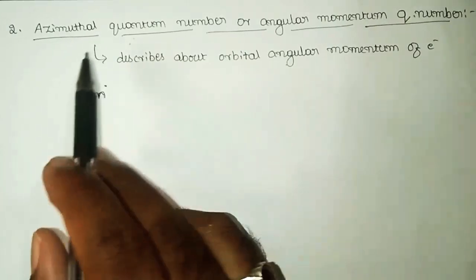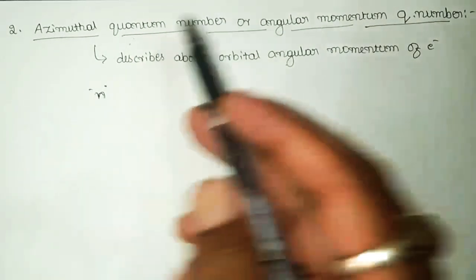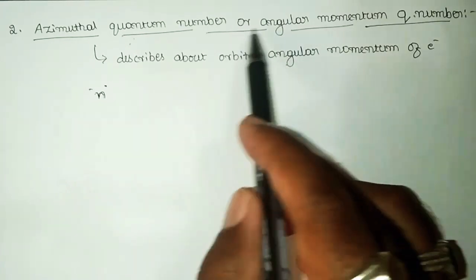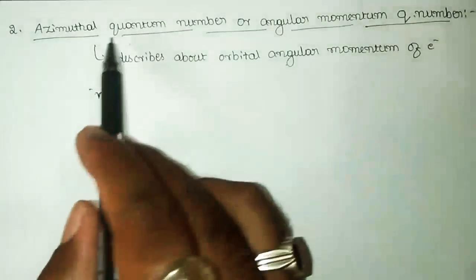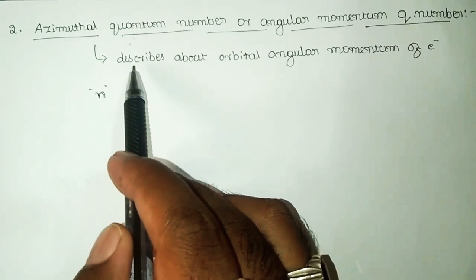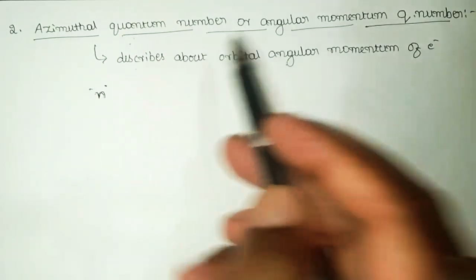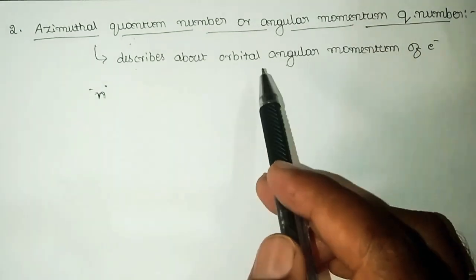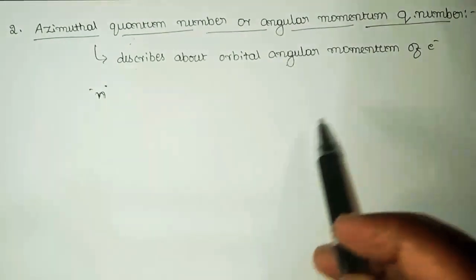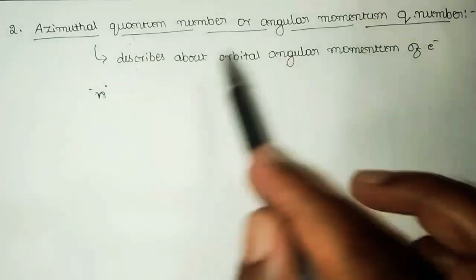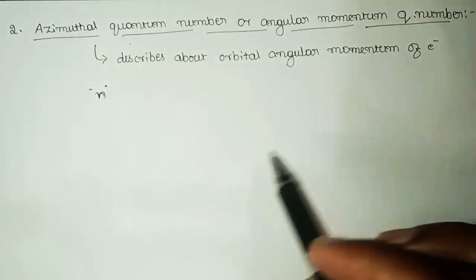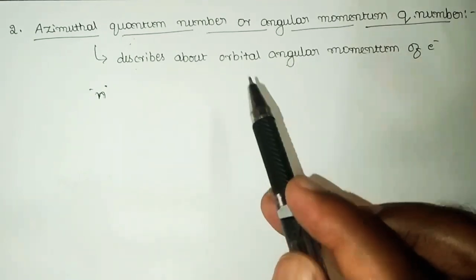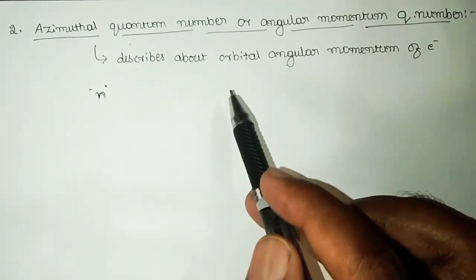The second quantum number is the azimuthal quantum number, which is also called the angular momentum quantum number. The name itself tells you that from the azimuthal quantum number, it is possible to describe the orbital angular momentum of the electron. Since in an atom, the electron revolves around the nucleus in a circular path, and because of its circular motion, each and every electron possesses angular momentum.